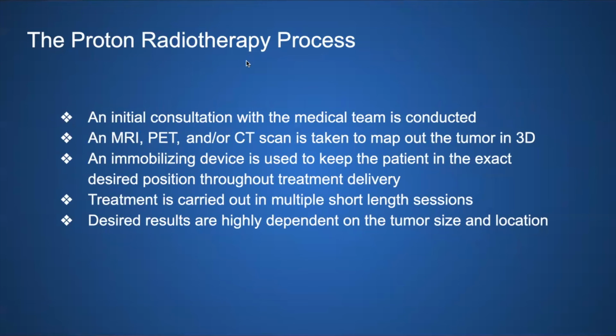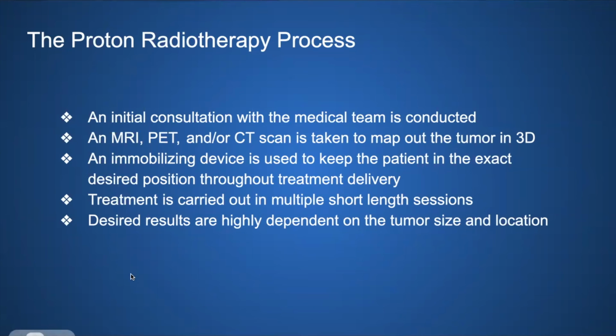A proton radiotherapy process begins with an initial consultation with the medical team. The medical team includes individuals such as medical physicists and radiation oncologists to plan out and map out the actual treatment plan for the patient. The patient is going to receive an MRI, a PET scan, and/or a CT scan to map out the tumor in 3 dimensions. It's also important to map out the tumor in 4 dimensions when possible, so you can take into account movement as the patient does normal biological functions such as breathing throughout the treatment.